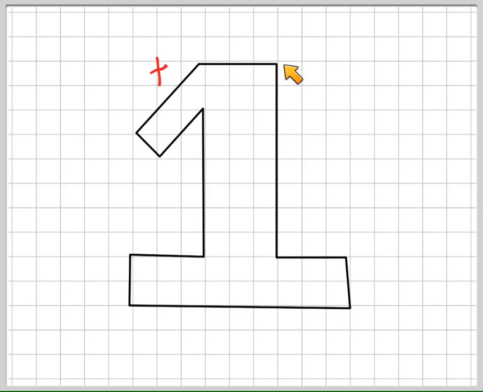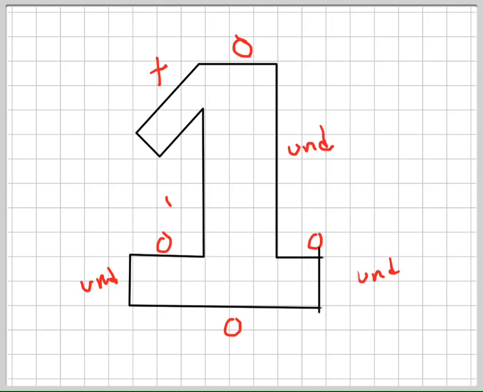What about this one? Zero. What about this one? Undefined. So I can just label it UND there. What about this one? Zero. What about this one? Undefined, right? It's a vertical line. But it's moved a little bit. It's supposed to be vertical, I'll try and fix that. And then I would have slopes of 0, undefined, 0, undefined.